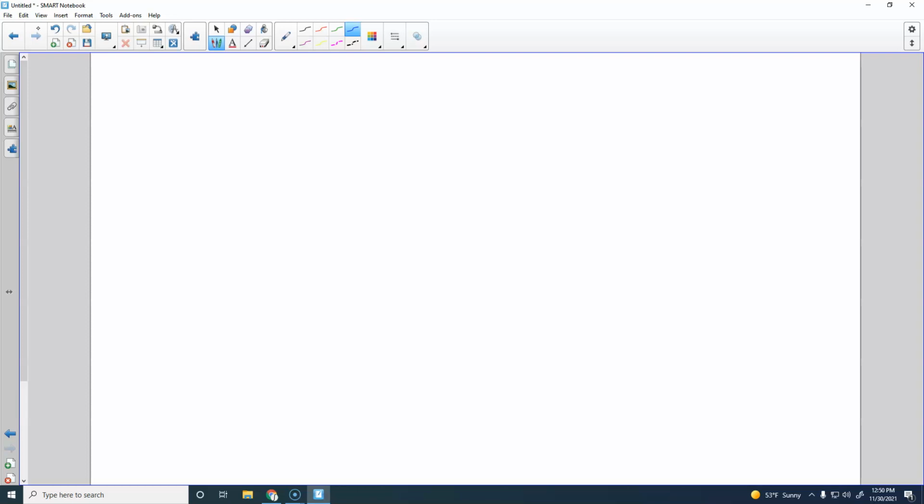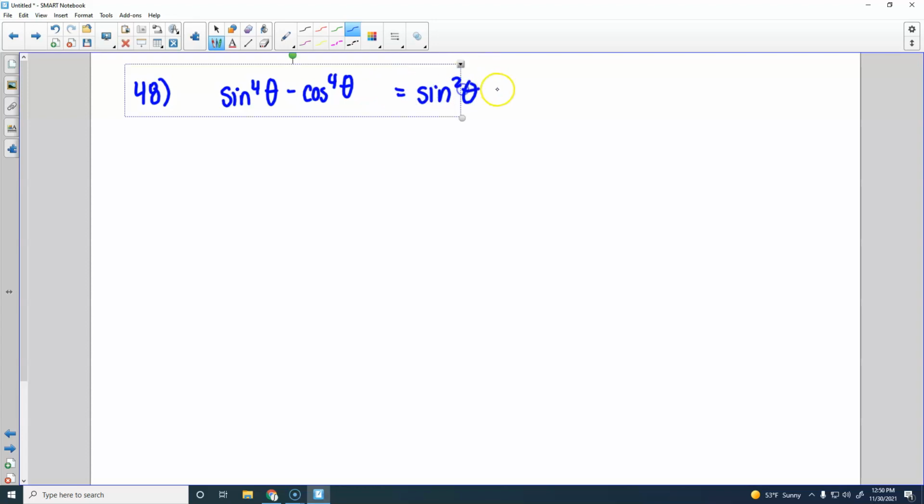So, I could give you 4th powers. I won't give you anything over 4. Like if you look at number 48, sine to the 4th theta minus cosine to the 4th theta, and it's supposed to equal sine squared theta minus cosine squared theta. This one's actually a really easy one if you know what to do with those 4th powers.